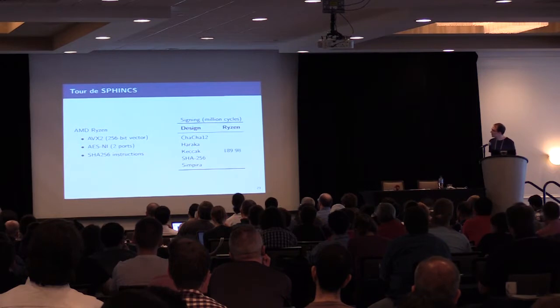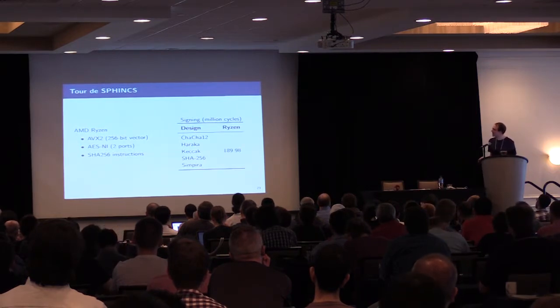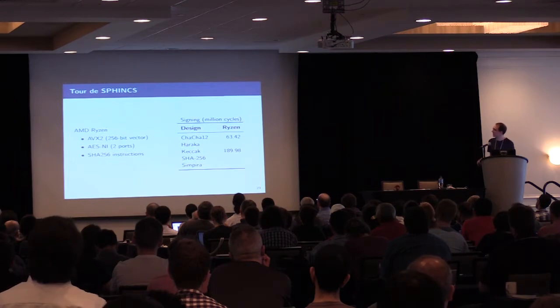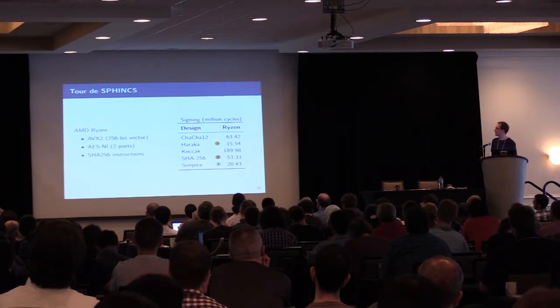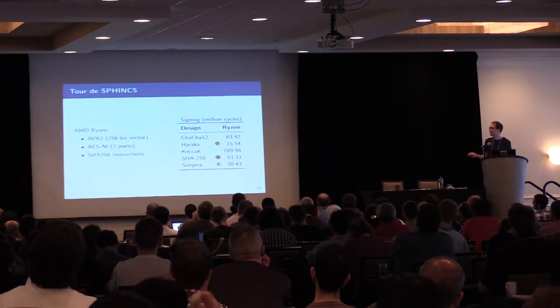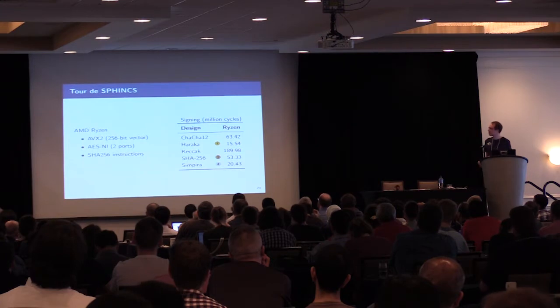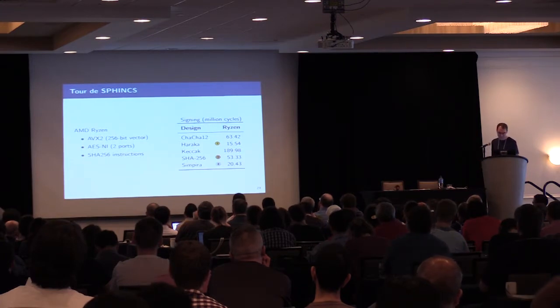So in last place here, Ketchup with 189 million cycles, then Cha-Cha, and maybe not surprisingly, SHA-2 and the AES-based candidates are in the lead because you have double the number of AES ports here and you have SHA-2 instructions.